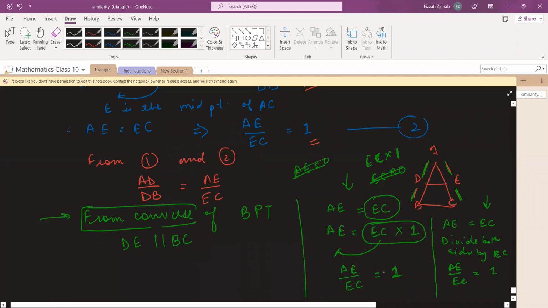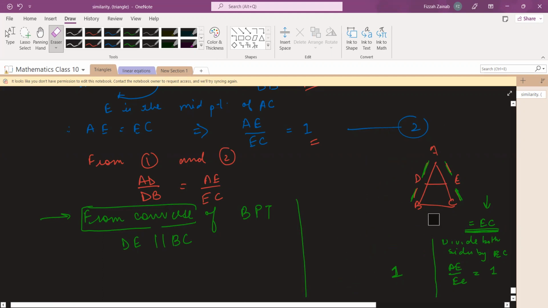Or you can understand it this way also, that I just simply divide both sides by EC. That's it. So your EC by EC becomes 1. Right? So I hope you have understood how I got 1. Yes, Abdullah? Yes, ma'am. Okay.